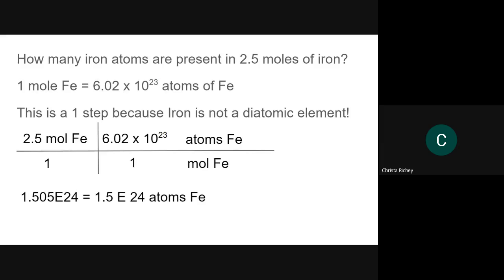I need to know if you are not getting 1.505 E24. You're not getting it? Okay, so you're going to do 2.5, and you're going to do times 6.02. You don't do times E, you don't do E times, but you're going to push this EE, and then you're going to push 23, and you're going to hit enter. Okay, is there anybody else that is not getting this?